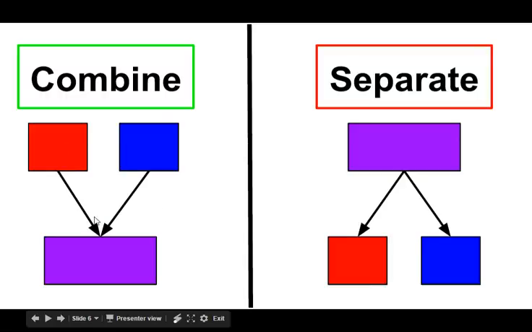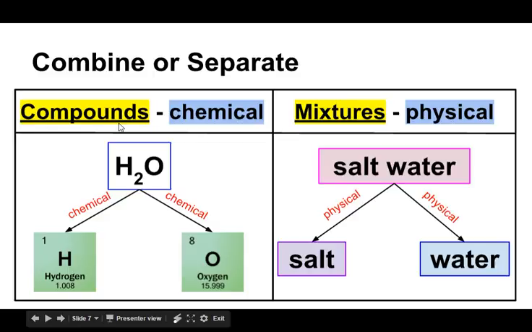Combine means to come together. Separate means to break apart. When we have two and we combine into one, or we have one and we separate into two. When compounds and mixtures combine or separate, they do so differently.